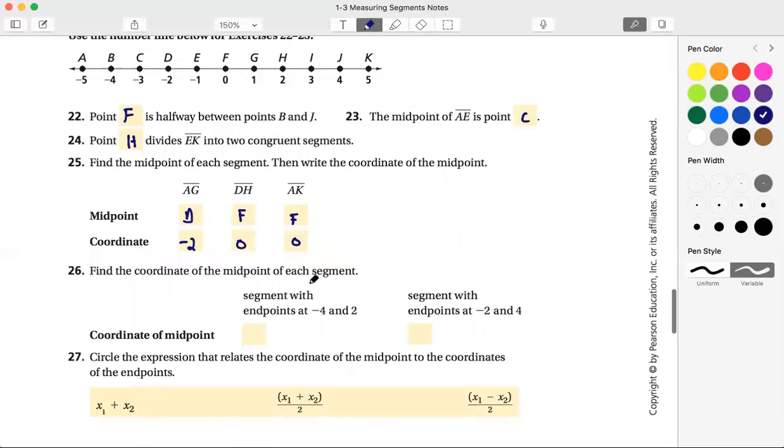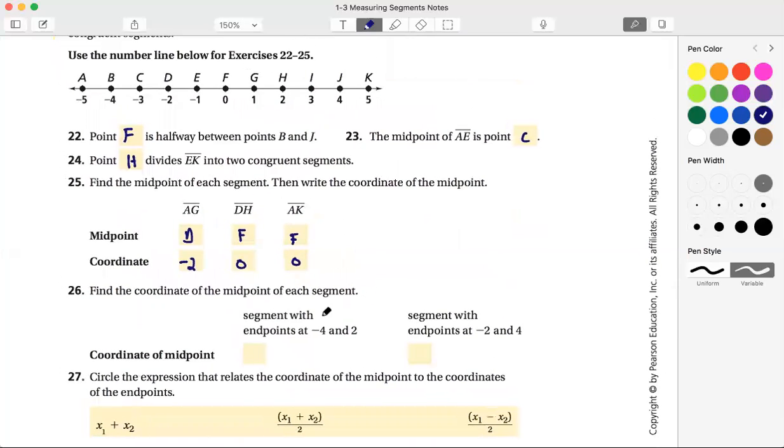All right, so find the coordinate of the midpoint of each segment. So a segment with endpoints at -4 and 2. So here's -4 and 2. Halfway between them would be -1. How about between -2 and +4? I think halfway between it would be +1.